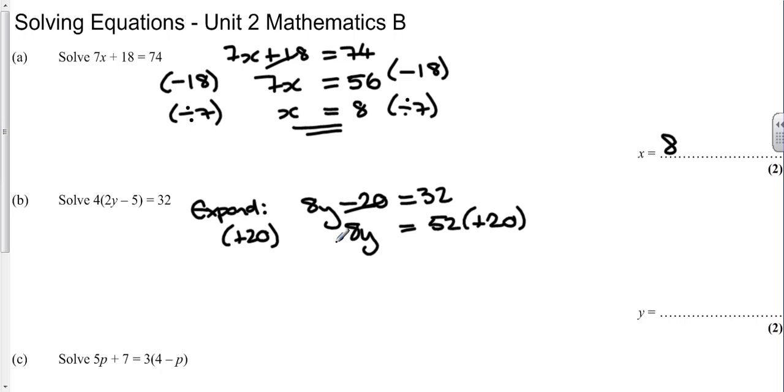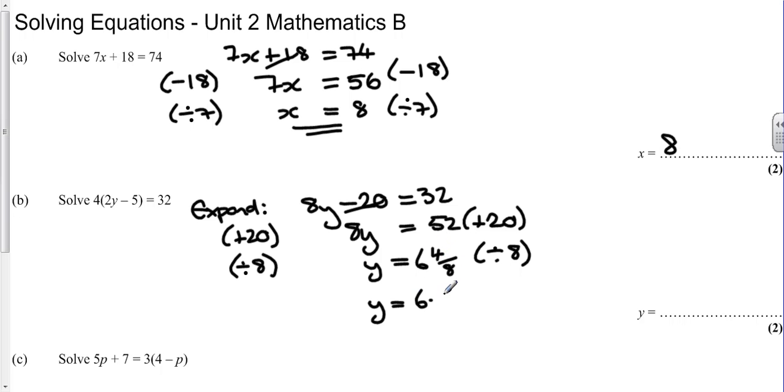Next step is we've got 8y's. We only want the 1, so we're going to divide by 8, and do the same to the other side as well. Now you'll notice that 8 goes into 52 6 times, with a remainder of 4. So actually that means that y is equal to 6 4/8, or 6 1/2. And if we write that as a decimal, that would be 6.5.